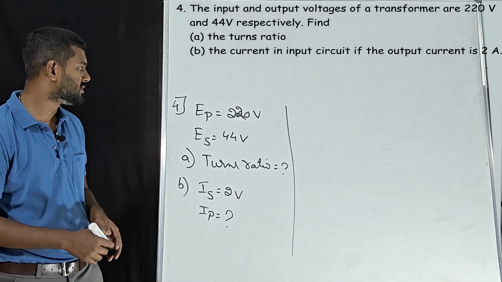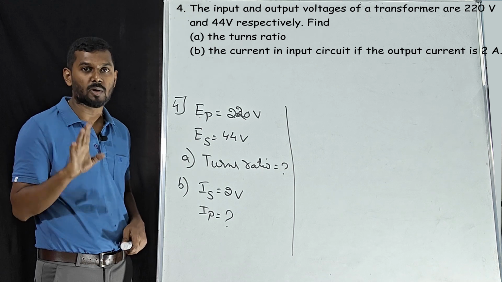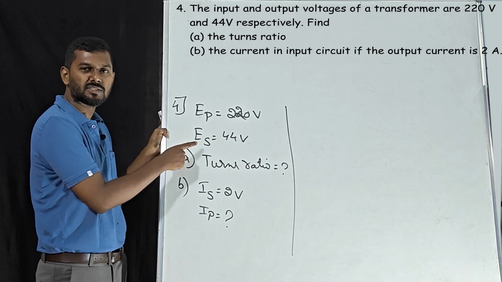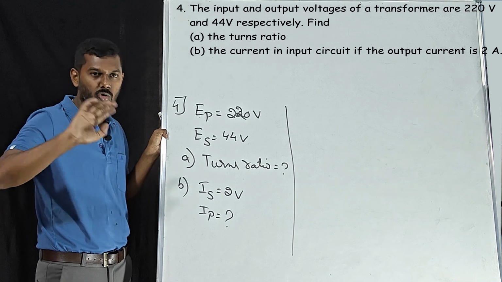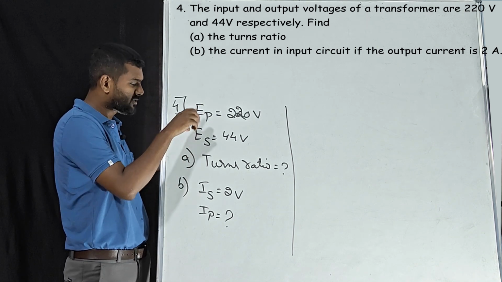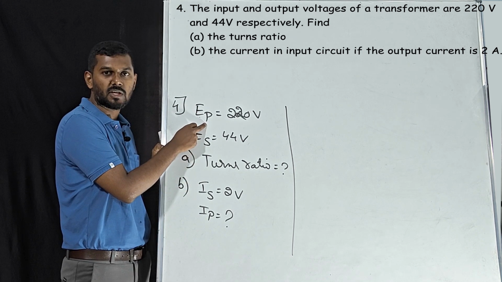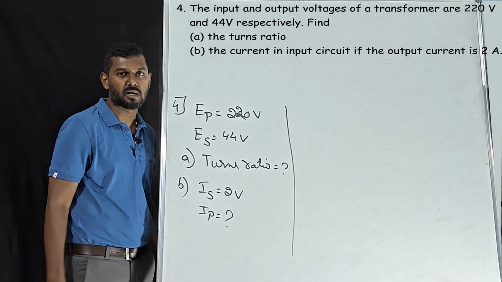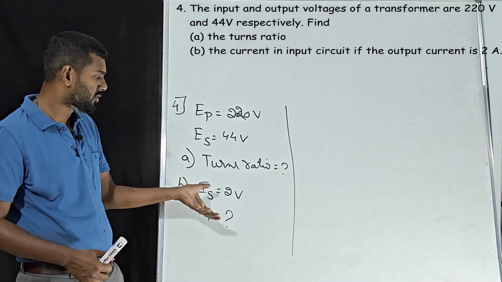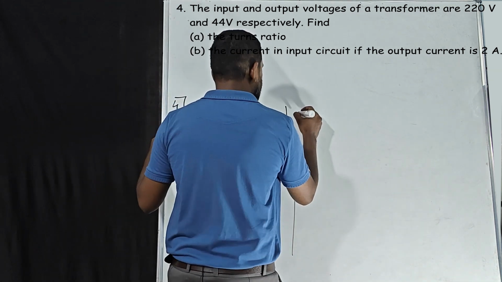When it comes to turns ratio, we have to see which two values are given for the same physical quantity. Which physical quantities are they talking about? Current and voltage. They are not talking about the number of turns, so don't worry. Now current is there, voltage is there, correct? In which of these two physical quantities are two values given? Voltage values are given, so we have to take that for the turns ratio. If two current values were given, then we could have used the current values to find the turns ratio. Now we'll use voltage.